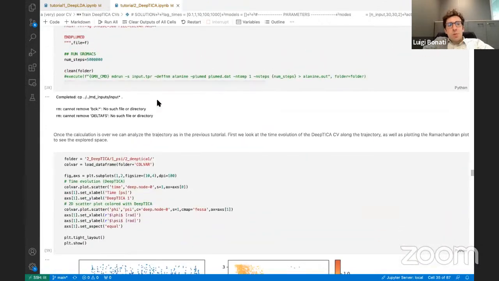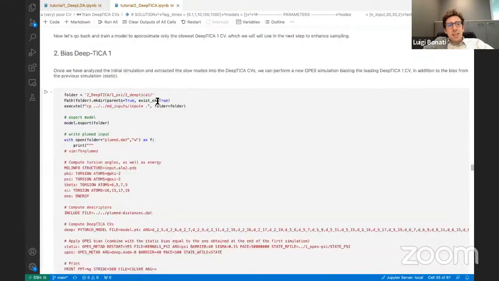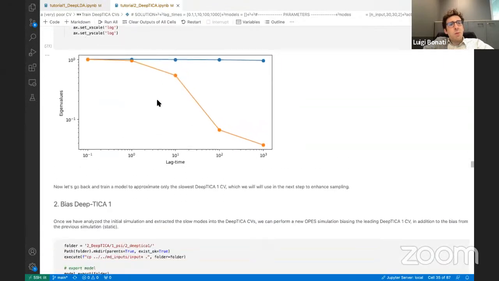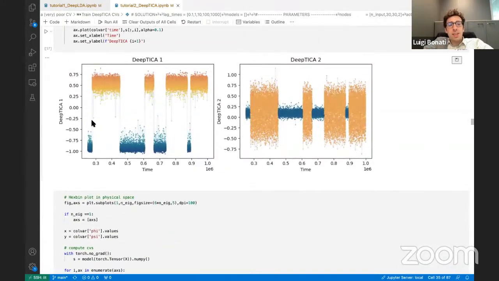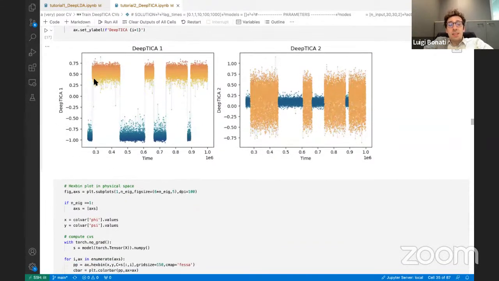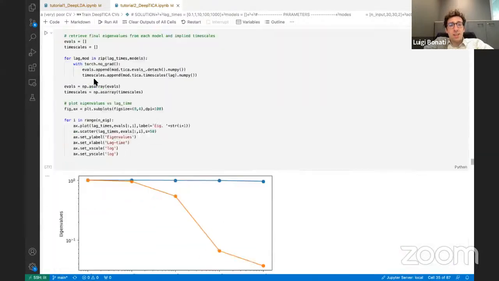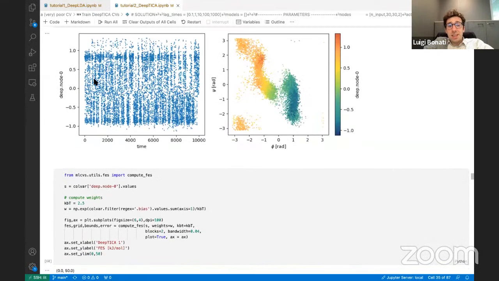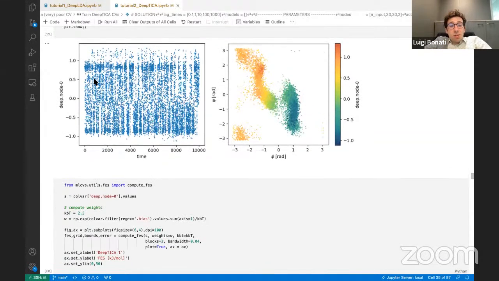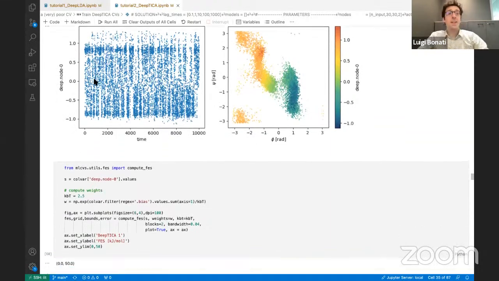And as before, we said, okay, we understand that the deep TK1 is associated to a rate transition, as we see here. So we can decide to bias it in order to accelerate this event. And if we do so, what we will see is that we are actually able to promote the sampling between one state to the other.